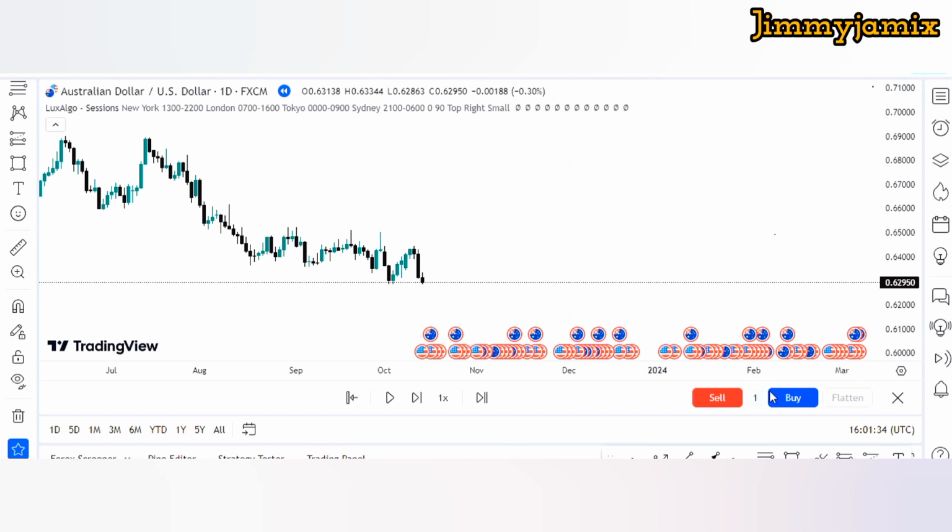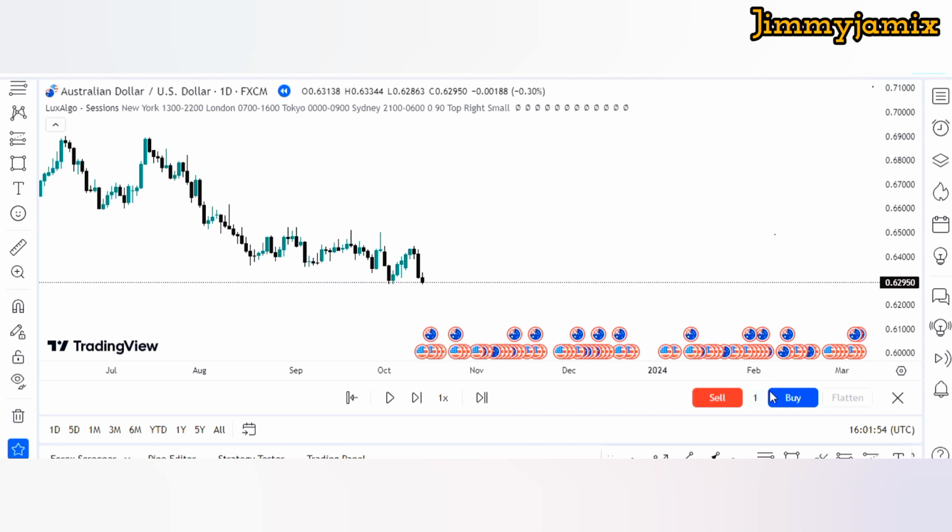Today, I'm going to share with you the best fair value gap trading strategy you can actually use to swing trade or day trade, or even scalp using this fair value gap trading strategy.